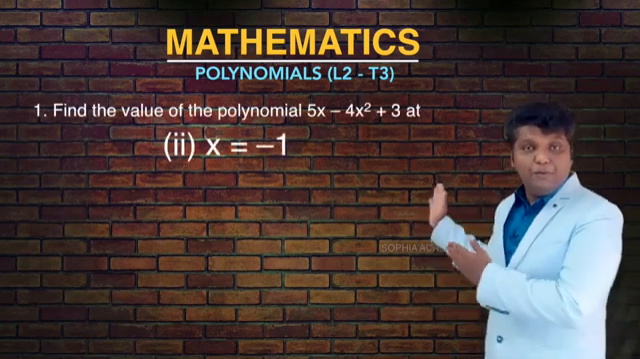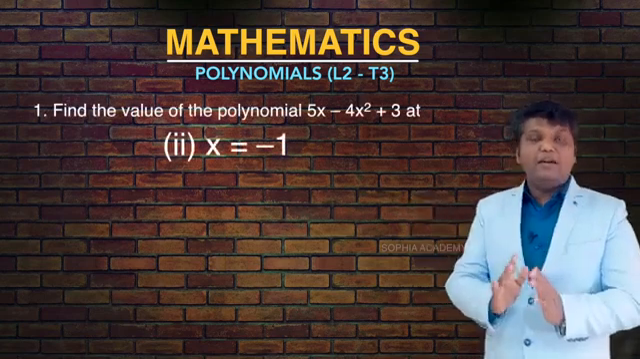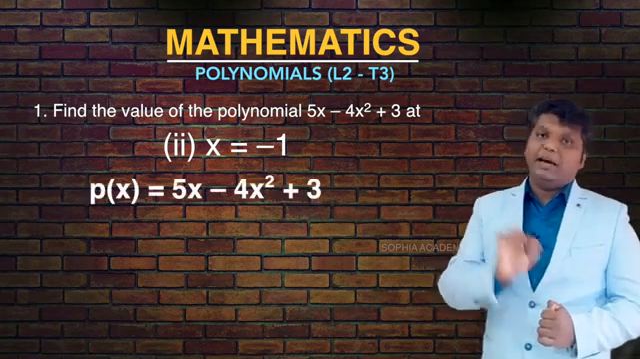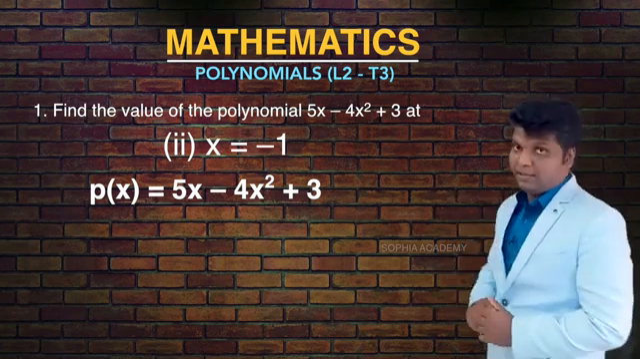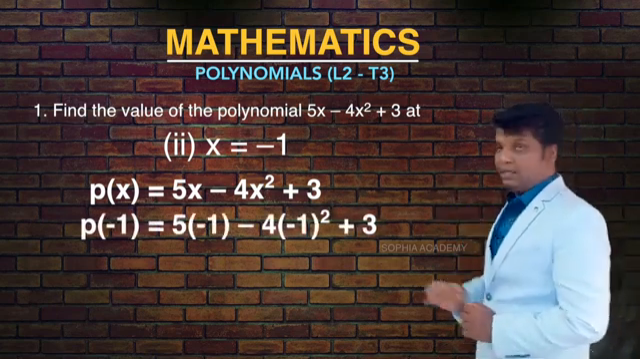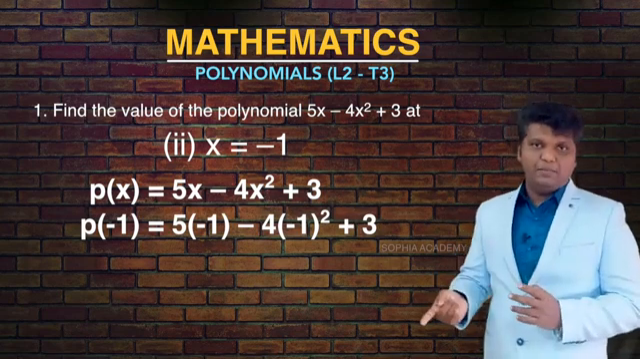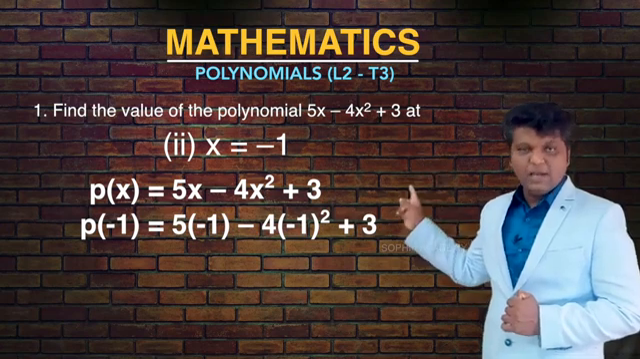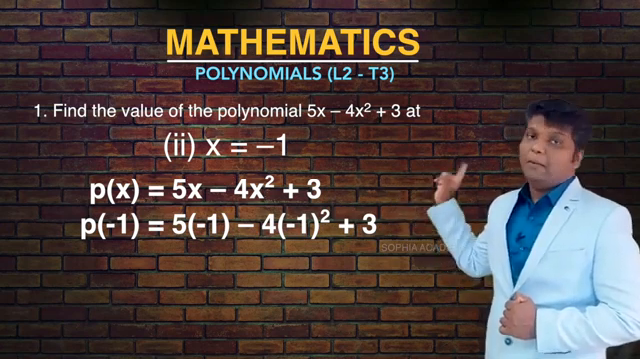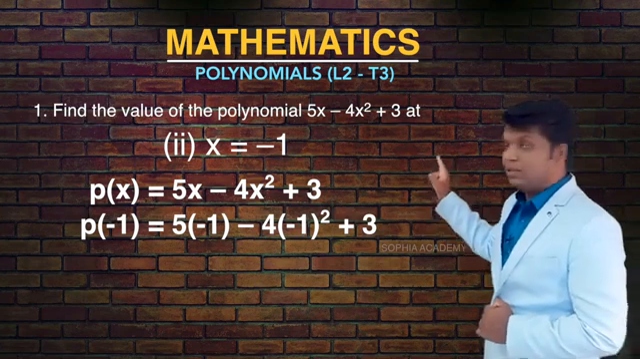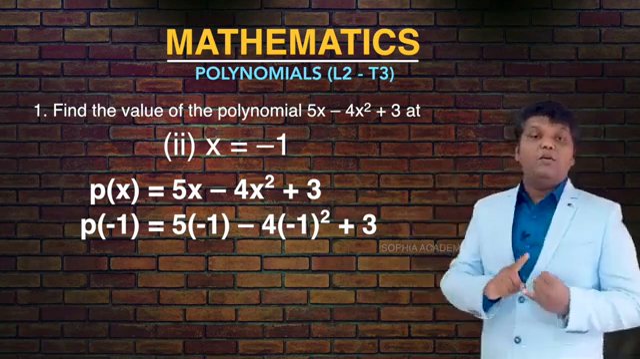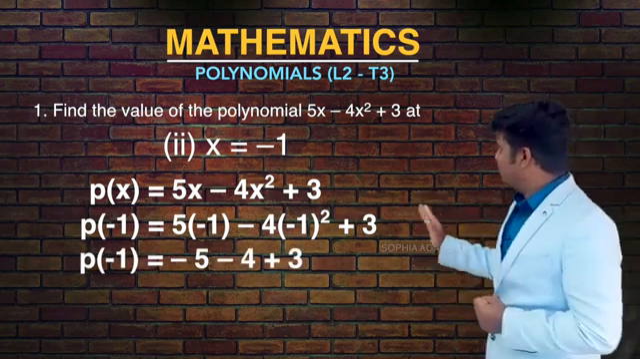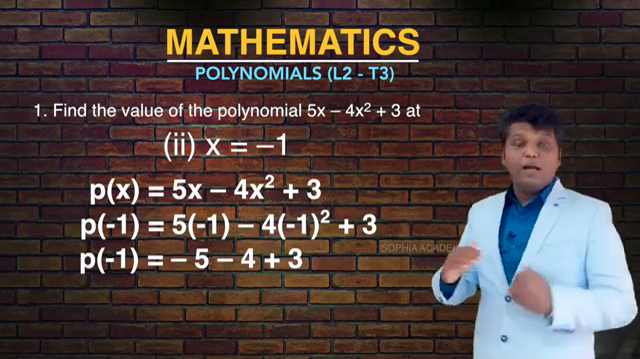Now we will have to find p of minus 1. Just as we found p of 0, in a similar way we are going to find p of minus 1. That means instead of x, we will be substituting the value of minus 1 for x. So here p of minus 1 is equal to 5 into minus 1, right? 5 into x, so 5 into minus 1, then minus 4 into, instead of x we will write minus 1 square. So 4 into minus 1 square plus 3. Now tell me, what is 5 into minus 1? It is minus 5.